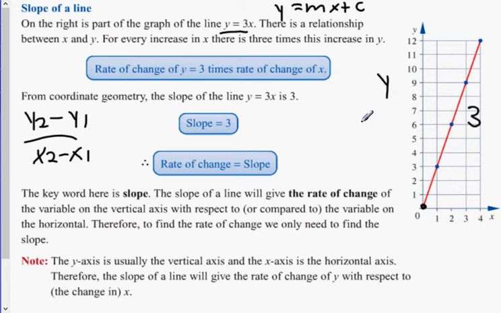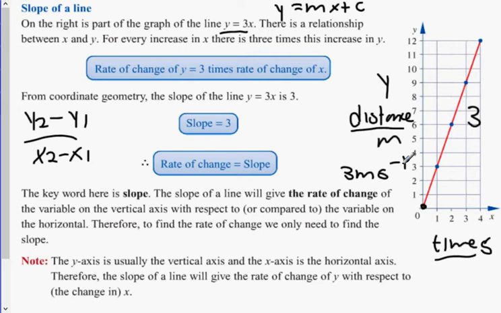For example, if I change the y-axis into distance, and I change the x-axis into time, this means that the rate of change of distance with respect to time is going to be what? If distance is measured in meters and time is measured in seconds, what's the rate of change going to be? 3 meters per second.